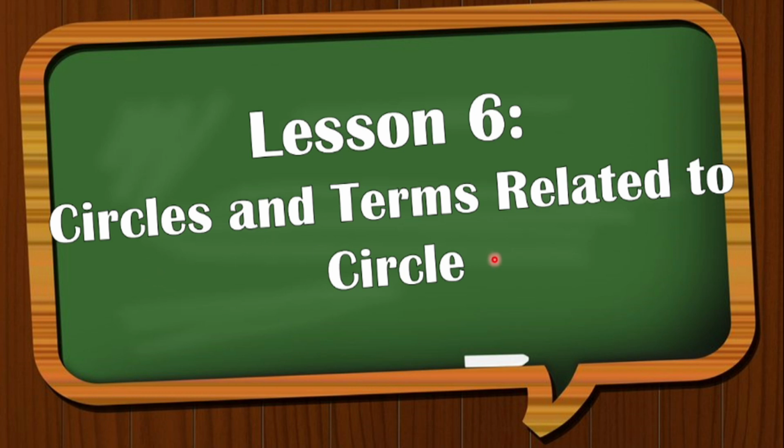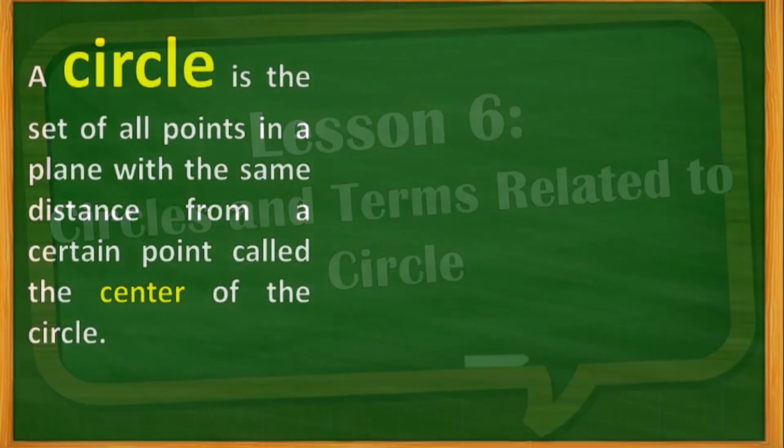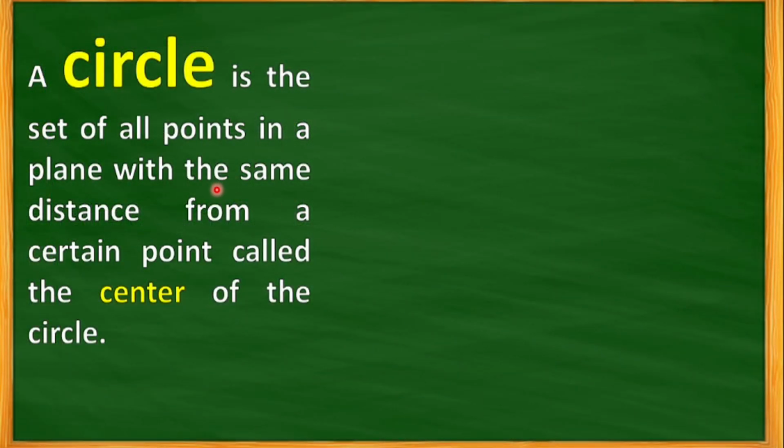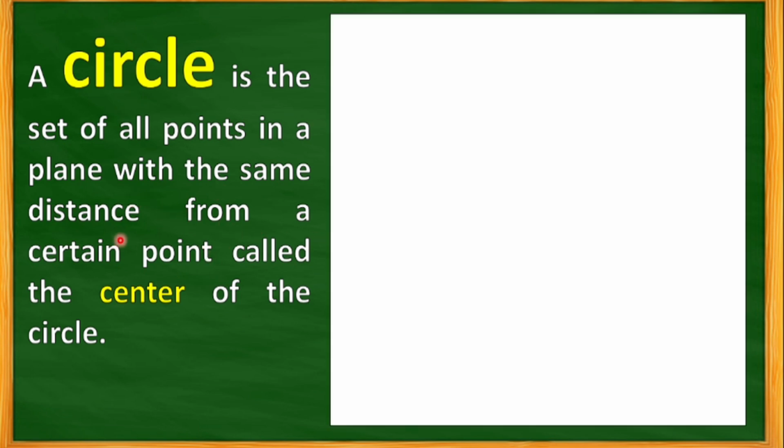Circle and terms related to circle. A circle is the set of points in a plane with the same distance from a certain point called the center of the circle. So, assume this would be the center of the circle. We have a point outside of this one, another point, and another point. So, these 4 points have the same distance.